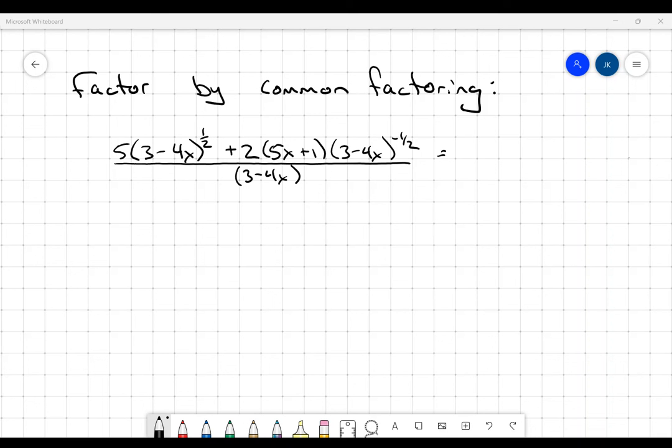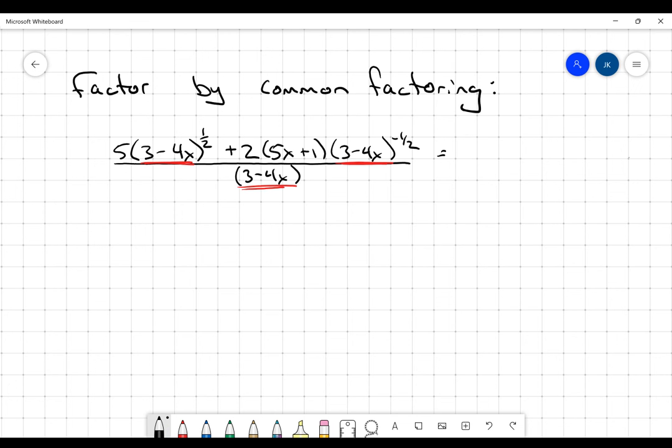All right, hi everybody. So we're going to do another example of some common factoring here. This one's looking a little bit more complicated than some of the other questions that we've done here, but what I want you to notice is that I've got this 3 minus 4x term here, I've got this 3 minus 4x here, and then 3 minus 4x in the denominator.